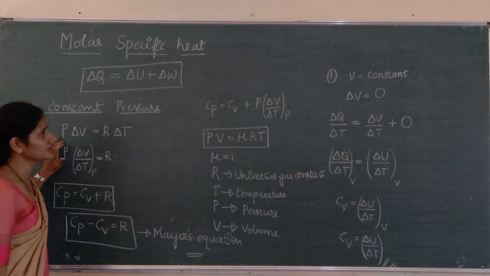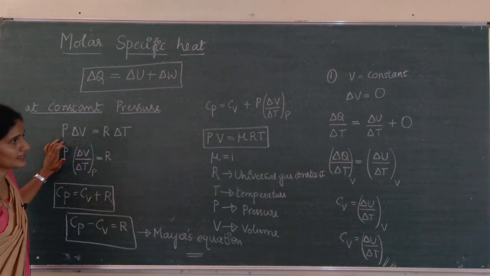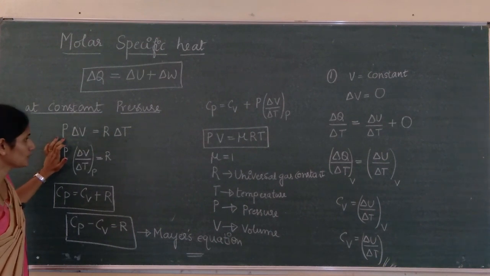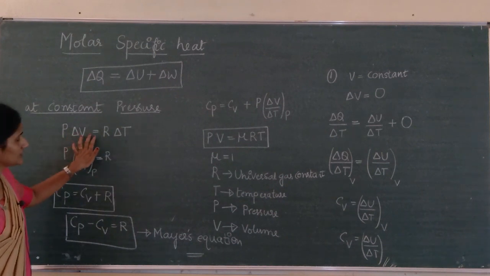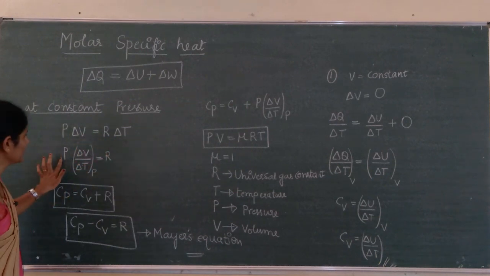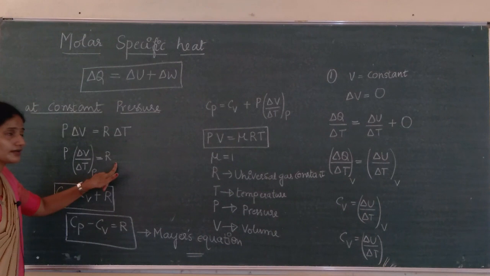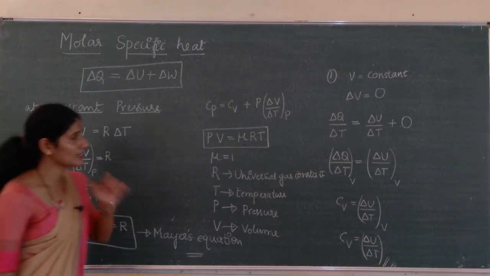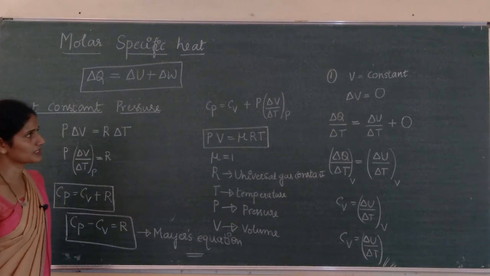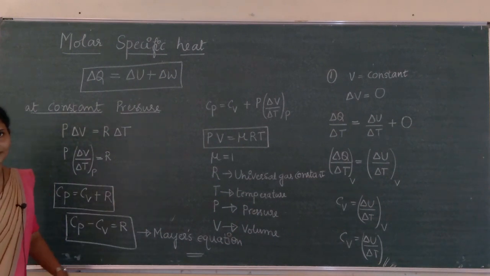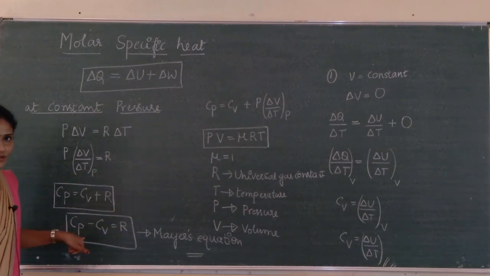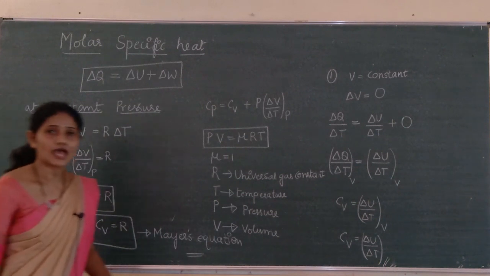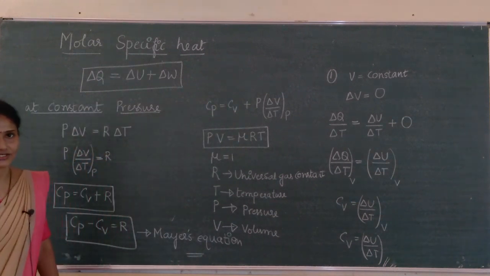For an ideal gas, the equation is PV is equal to mu RT. If the volume changes, then P into delta V is equal to R into delta T. So, P into delta V by delta T is equal to R. In that expression, P into delta V by delta T is nothing but R. So, Cp is equal to Cv plus R. This is Mayer's equation, the relation between molar specific heat capacities and the universal gas constant.